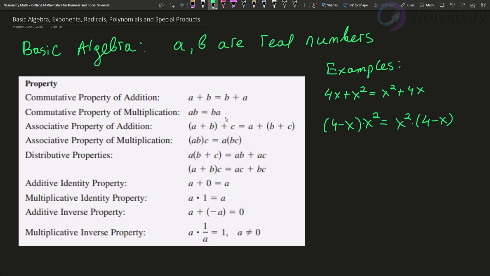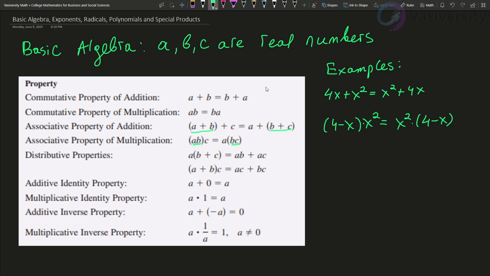The next property is the associative property. That means if we have parentheses, which indicate the order of operation, parentheses are always first. We always care about the parentheses first and then the rest of the things. So if we first add A plus B and then add C, it will be the same thing as first adding B plus C and then adding A. Similarly, with multiplication, we can first multiply A and B and then multiply by C, or we can have B and C multiplied first and then multiply by A.